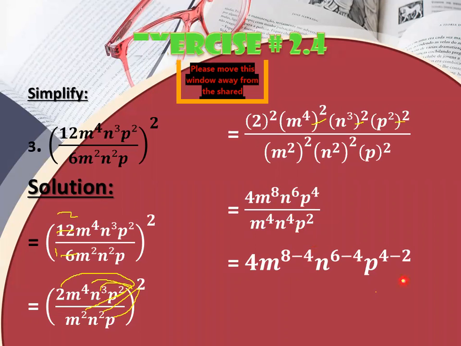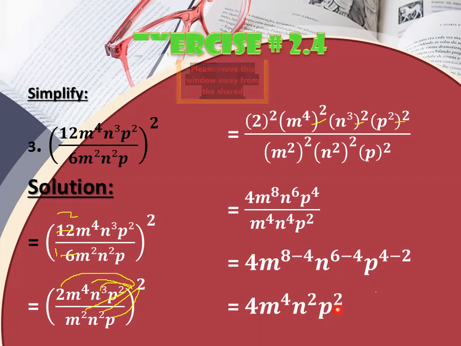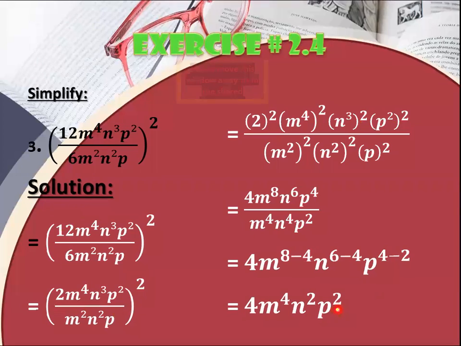So after subtracting, what you will get? You will get simply 4m^4n^2p^2. After subtracting these exponents, you will get the answer of this one. Okay, is it clear? Now move on to the next one.